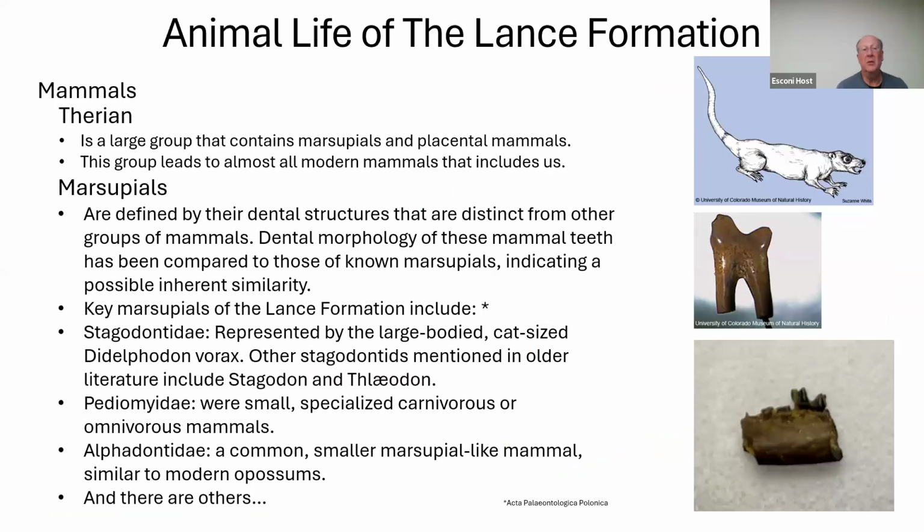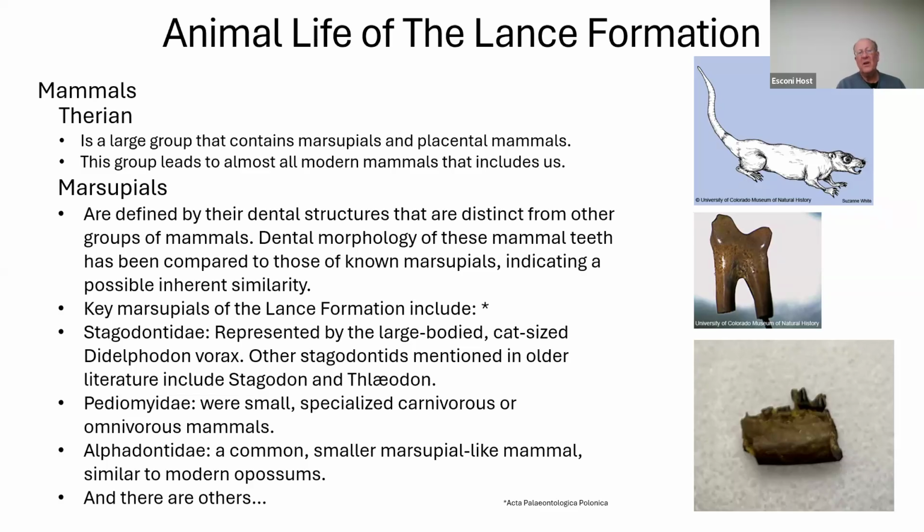Next, we get into mammals, the therians. Therians include not only placental mammals, but also marsupials. This group leads to almost all modern mammals that exist today, including us. The marsupials were determined by their dentary. They looked very similar to today's marsupial teeth. They haven't changed and evolved much.